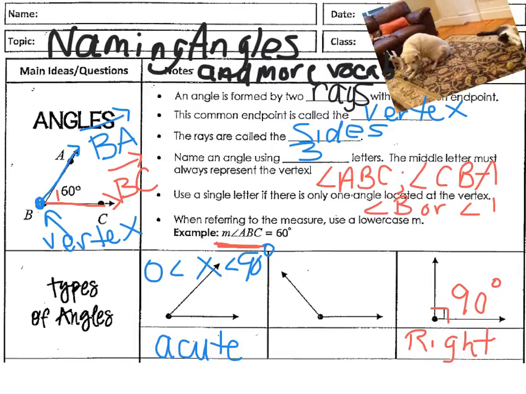Then you have an angle that is bigger than a right angle. Now this one is going to be your obtuse angle. Obtuse is a little bit bigger than 90, but smaller than 180. So we say 90 is less than x is less than 180. Anything between 90 and 180 degrees is going to be an obtuse angle.